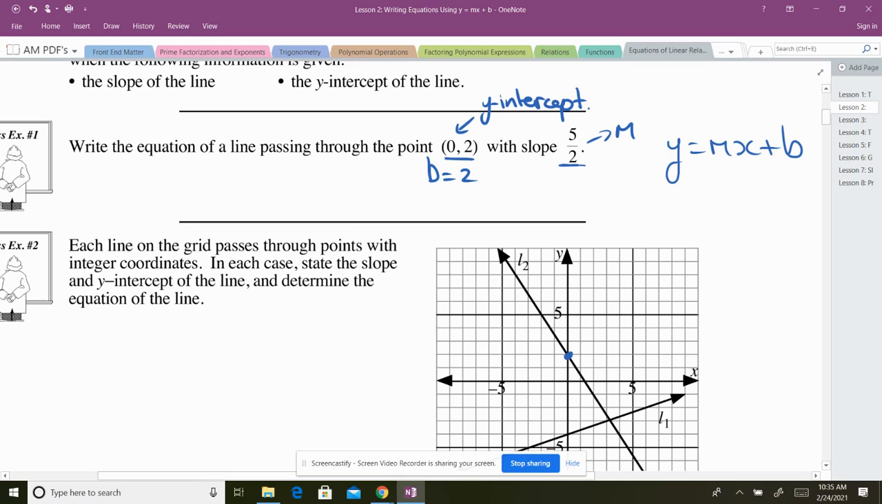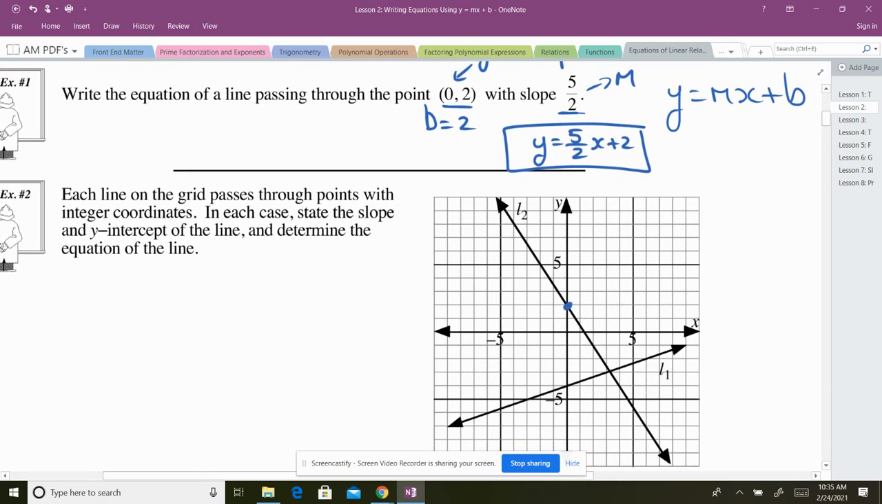Okay. So what's the equation of a line that goes through these points and has the slope? There you go. That's it. You just sub it in for m and b once you have those pieces of information. Now we're going to do the exact same thing except using a graph. You have to find the slope and the y-intercept. The y-intercept is easy. You just look at the graph.